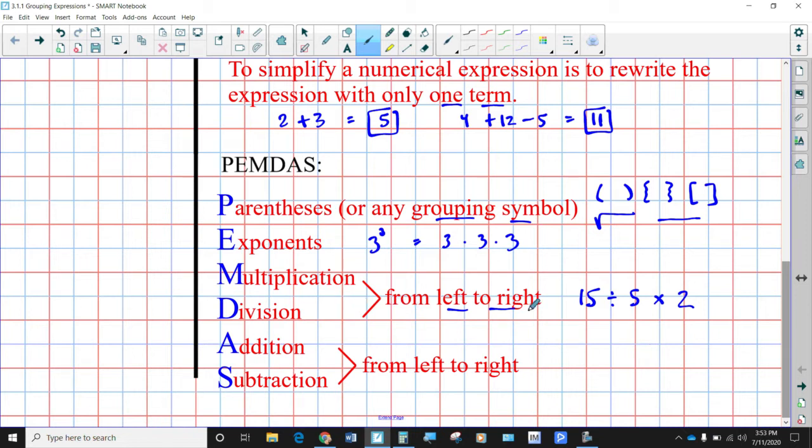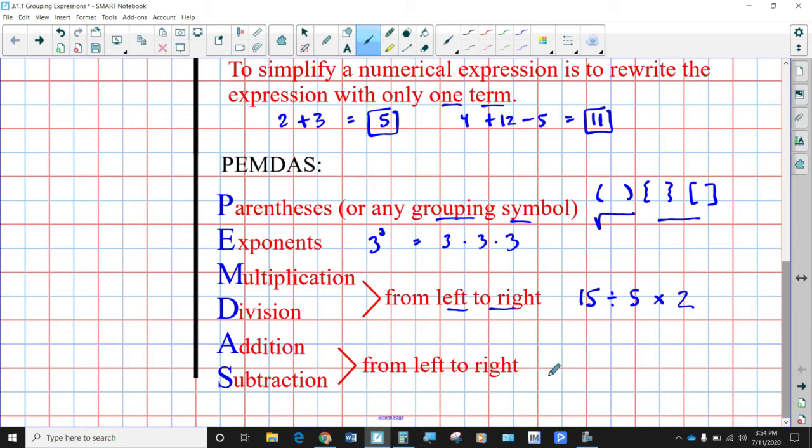But from left to right, you must do the division first because it shows up first. 15 divided by 5 is 3, and 3 times 2 equals 6. So this expression is equal to 6, okay? Addition and subtraction work the exact same way.